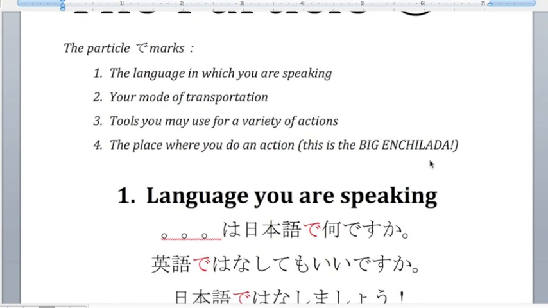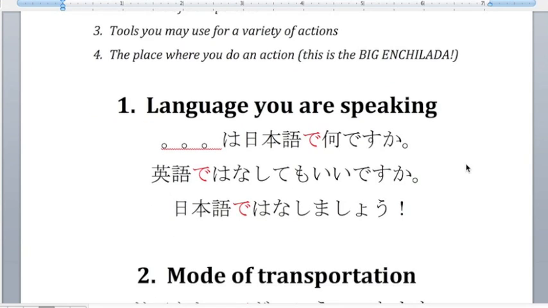So, let's get going. Number 1, the language you are speaking. The first phrase we learned in Japanese 1, vocab list 1, was "blah blah blah wa nihongo de nan desu ka?" What is it in Japanese? Whatever the word you want to know. If you know it in English, you say this phrase, and somebody hopefully will tell you what it means in Japanese.